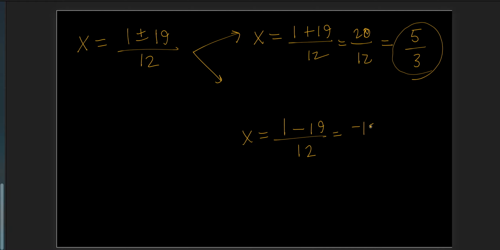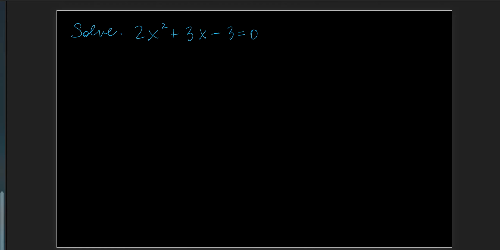Then I have negative 18 here, 12 here. Looks like 6 will go into each. 18 divided by 6 is 3. 12 divided by 6 is 2. So negative 3/2 is another solution. So that's how you solve that quadratic by using the quadratic formula. So we'll do another one.